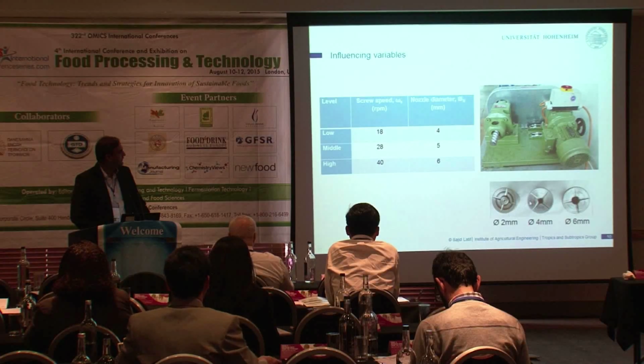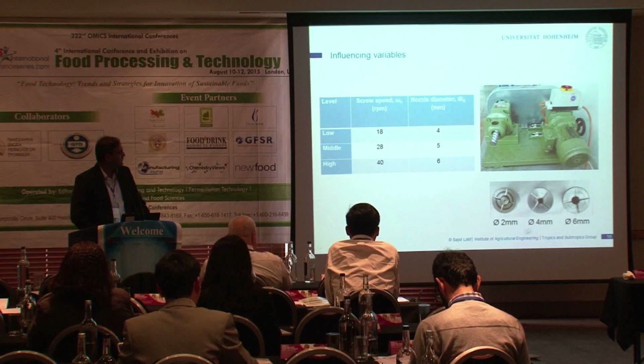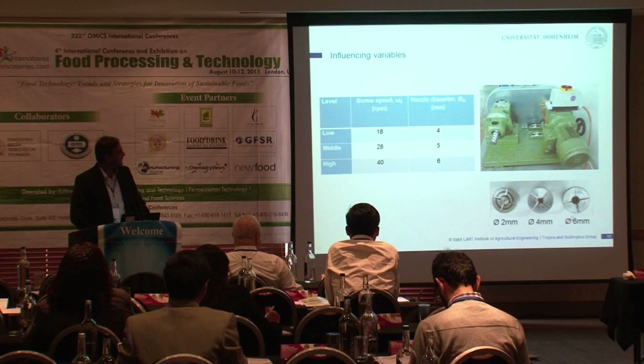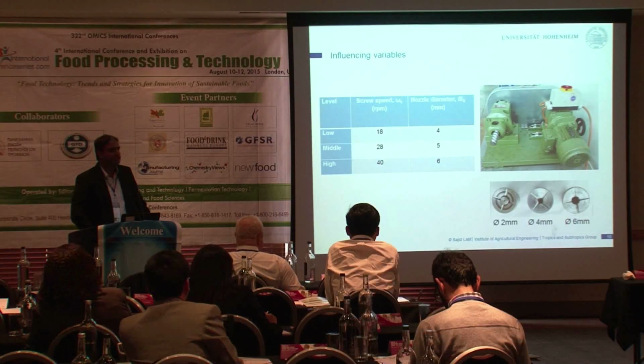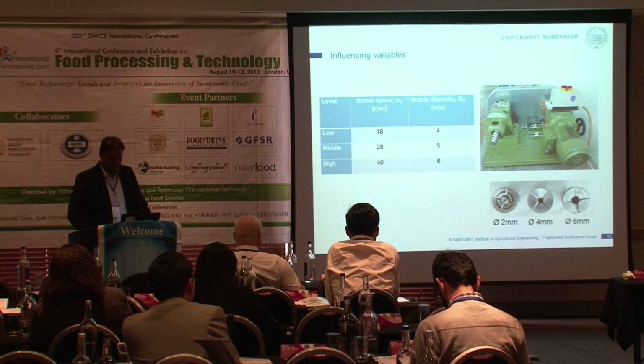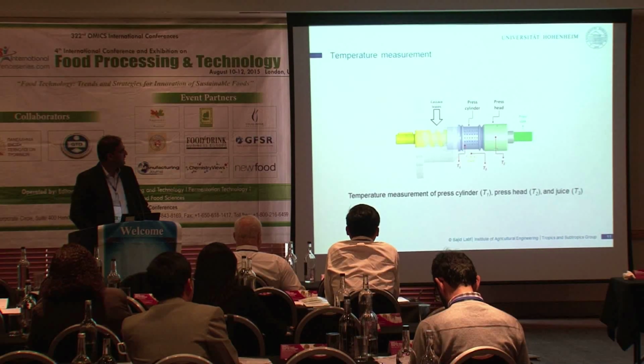So different, you can see here 2 millimeter, 4 millimeter and 6 millimeter nozzle diameters. We selected these based on our preliminary trials. We also put sensors to check the temperature variation during the pressing, like for the press cylinder, the juice coming out, and the press head.